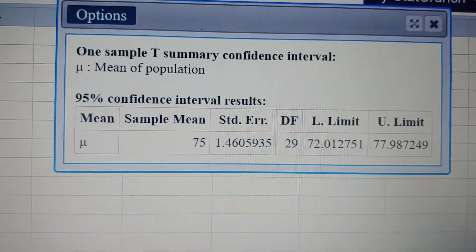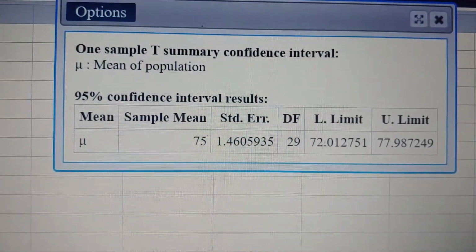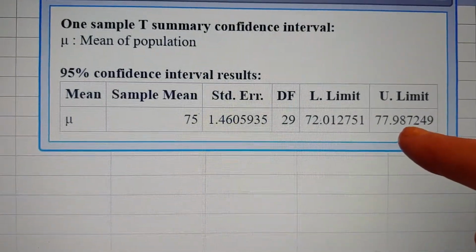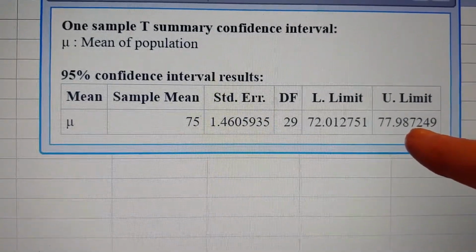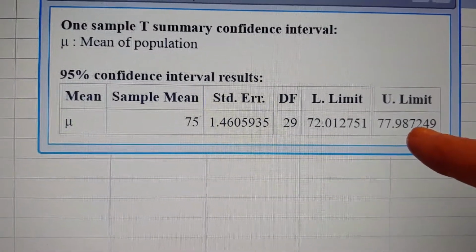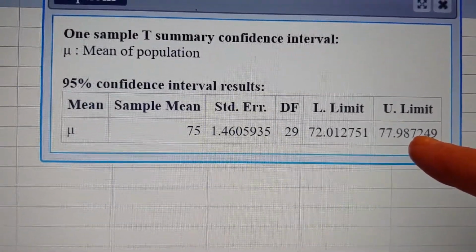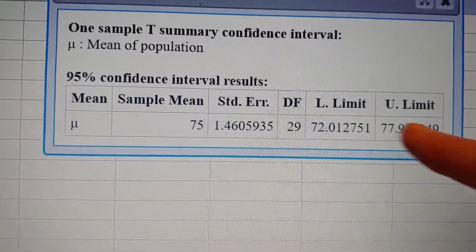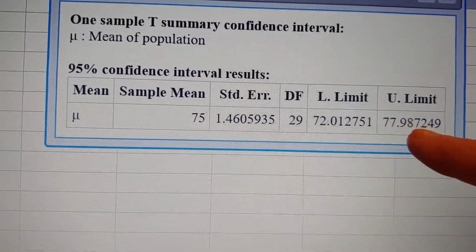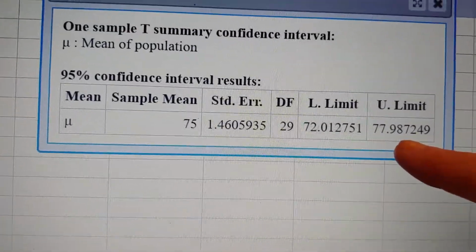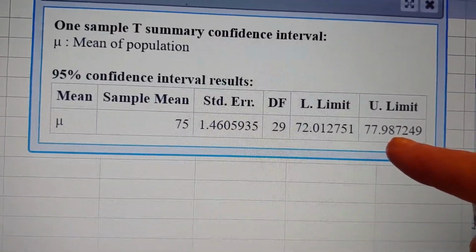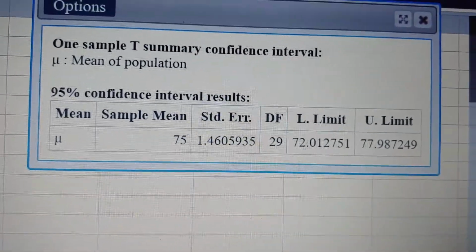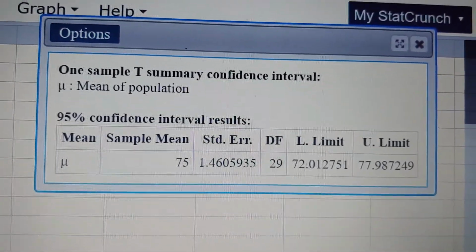Okay. Now, what we would write as our conclusion, so my confidence interval is 72 to 78. But what I would write is we are 95% confident the true population mean of the daily high temperatures for San Luis Obispo for that year is between 72 and 78. Or we are 95% confident mu will be between 72 and 78. All right. I hope that helps with summarized confidence intervals.